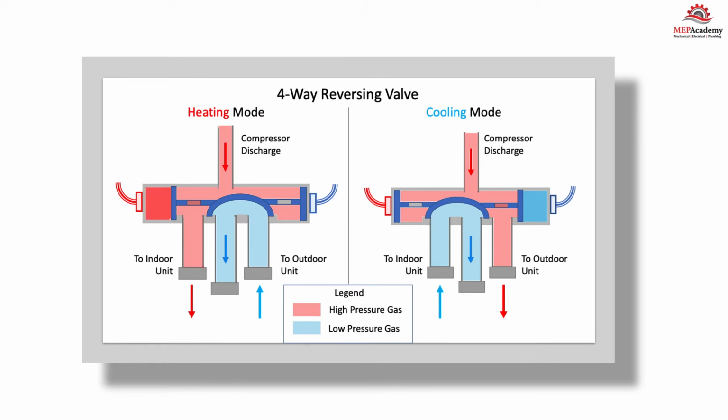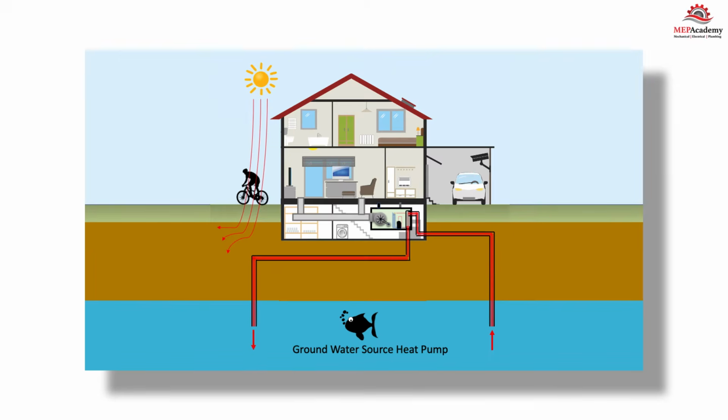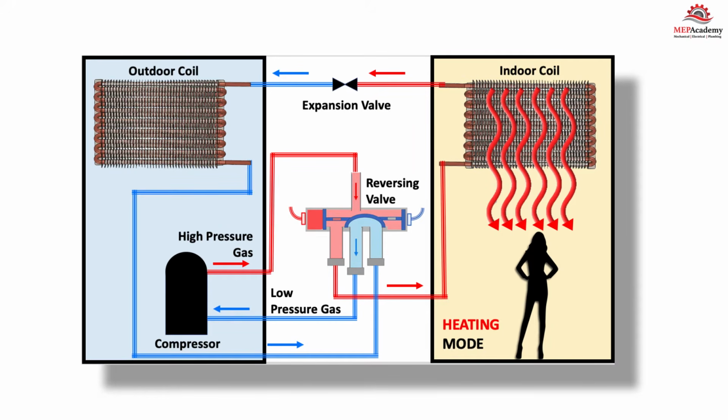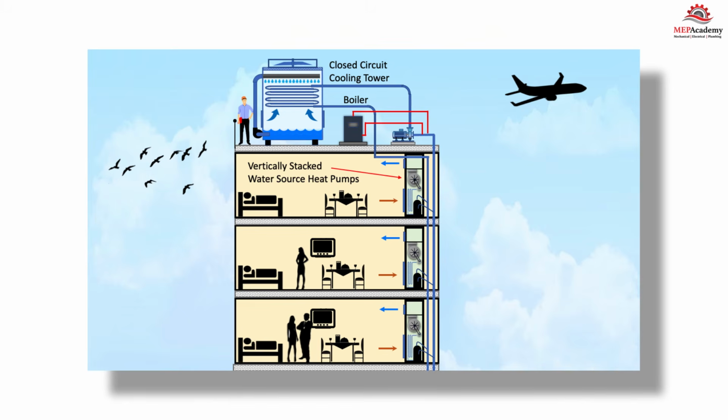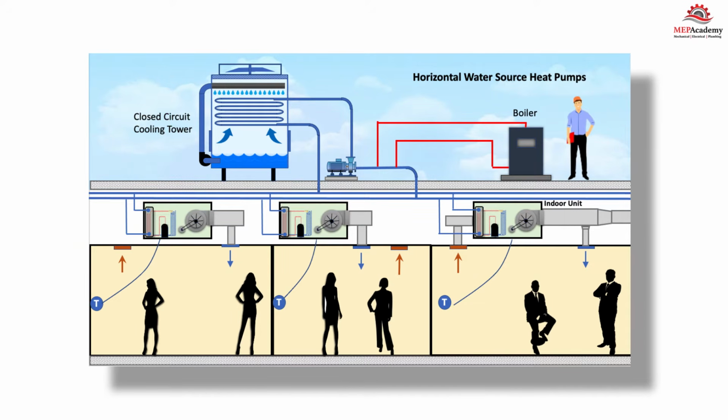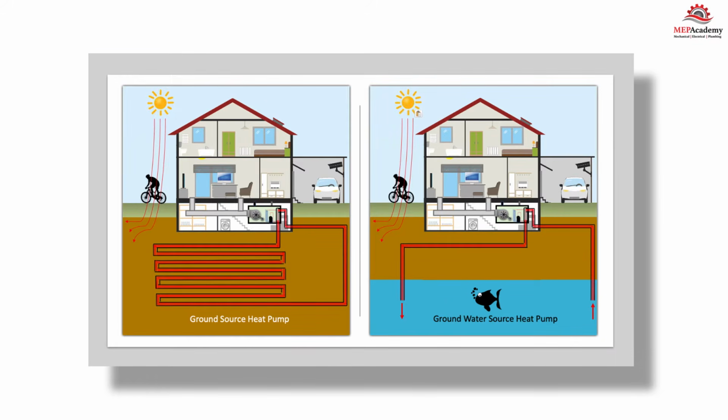We'll cover how HVAC heat pumps work and the differences between an air-cooled and water-cooled heat pump. We'll explain the different styles of heat pumps used in residential and commercial buildings. You'll learn the difference between air and water-cooled, package versus split systems, vertical versus horizontal, and ground and water source heat pumps.